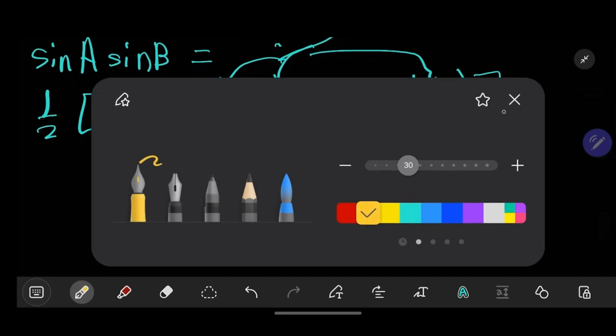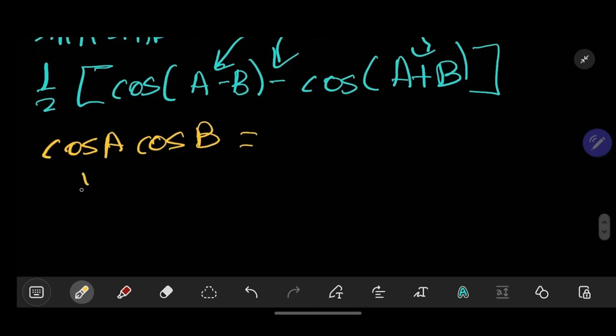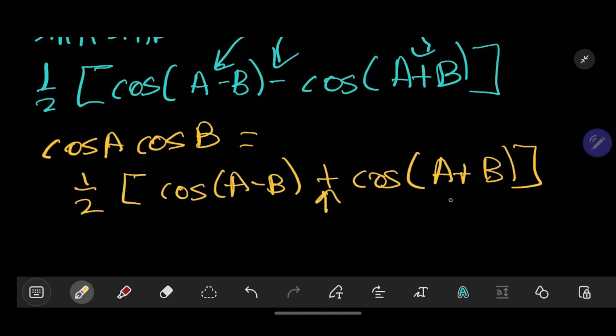Let's take another one. Let's take cos. Say we have cos of A, cos of B. What do you think this is? So this is a half into cos of A minus B plus cos of A plus B. Once again, signs come into play here. You can see how it is different between sine and cos.